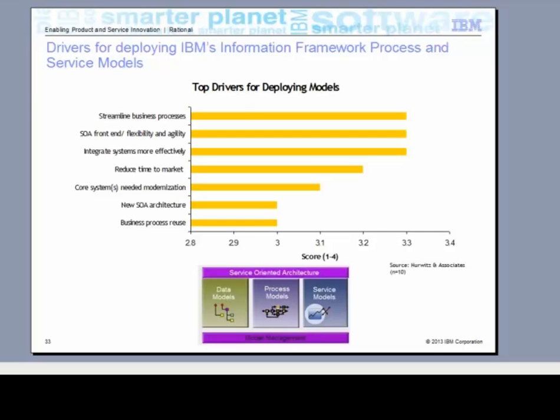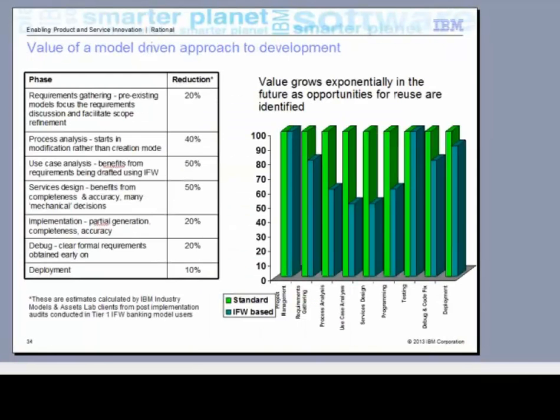There's a number of different drivers for deploying the business models and the service models from IBM, and some of those are highlighted here. And there's a lot of value from taking a model-driven approach to development, reducing the amount of time spent on requirements gathering, process analysis. By using models, you can see significant improvements in a number of different areas across the application lifecycle.